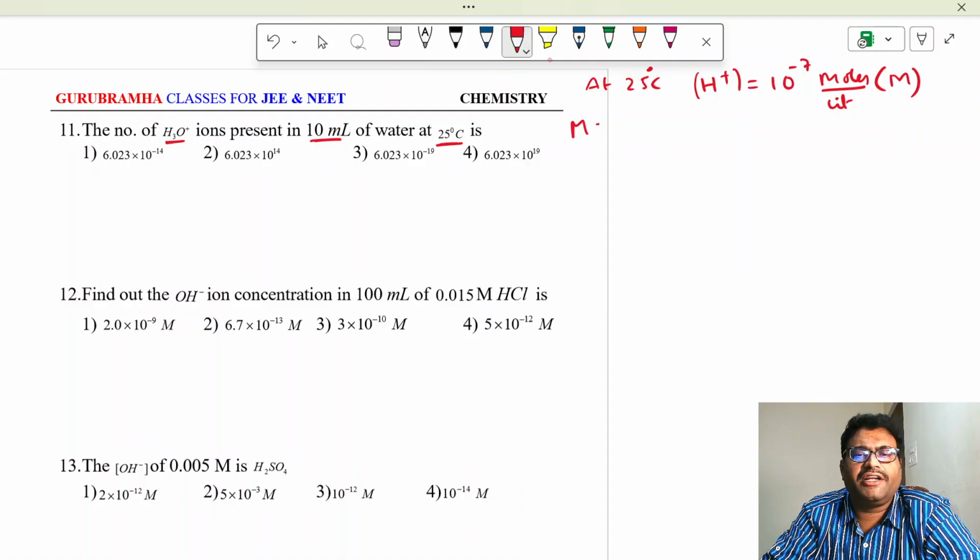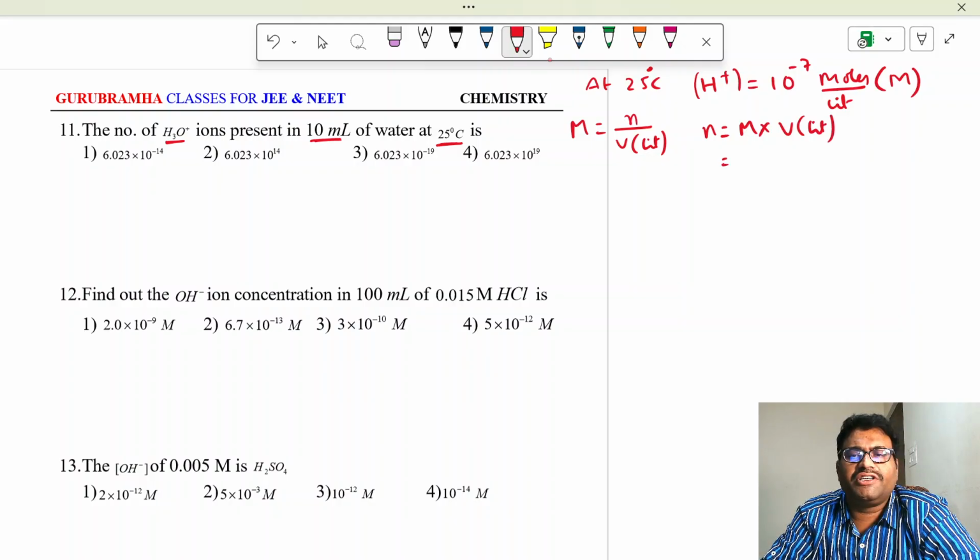And we know molarity is equal to number of moles by volume in liters. So number of moles is equal to molarity into volume in liters. Molarity, how much is given? 10 power minus 7, into volume, 10 ml given, so 10 by 1000. Why have we divided by 1000? Because it should be expressed in liters. Then this is equal to 10 power minus 9 moles, the number of moles.